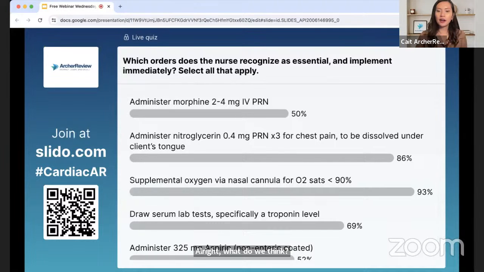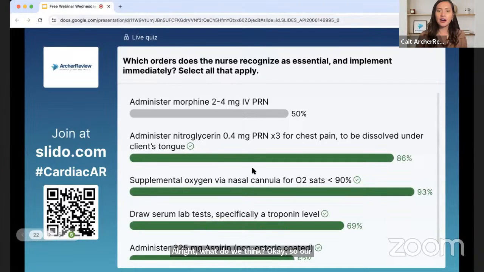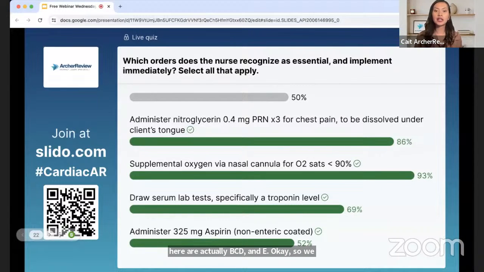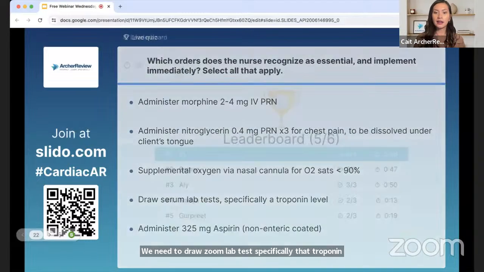Okay, so our correct answers here are actually B, C, D, and E. So we want to give nitroglycerin. Nitroglycerin is a vasodilator, which will dilate those coronary arteries and hopefully get more blood flowing through them. We're going to give oxygen, especially if that client's oxygen levels are less than 90. We want to maintain proper oxygenation. We need to draw serum lab test, specifically that troponin level, and we need to administer aspirin.